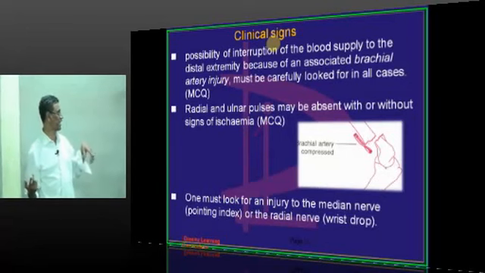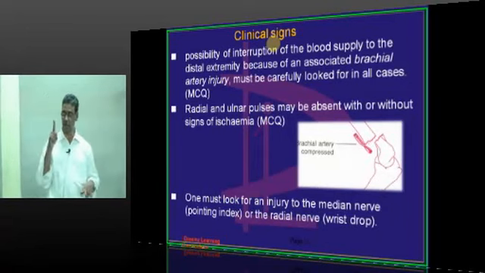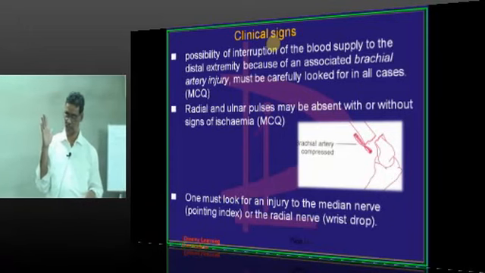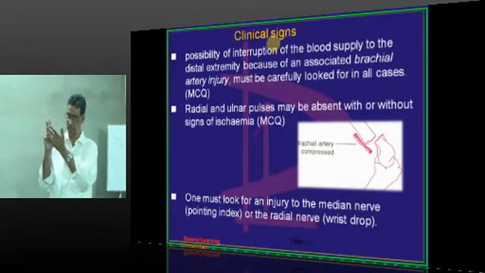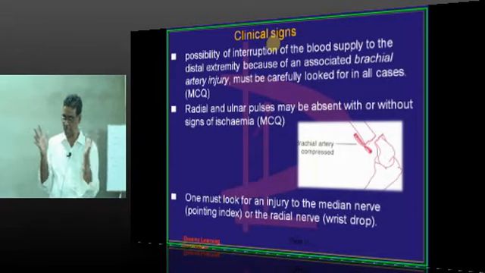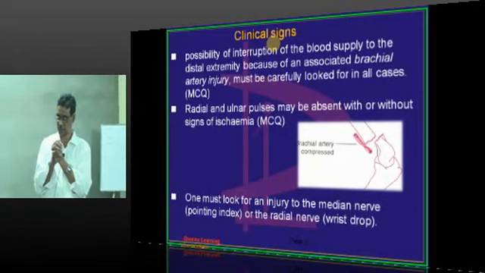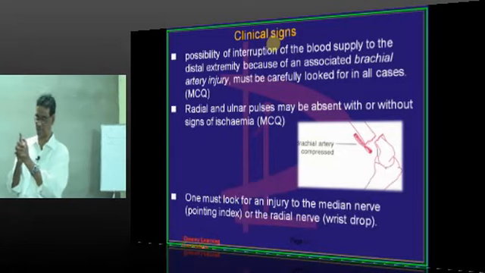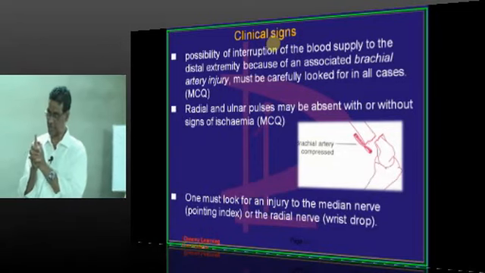One must look for an injury to the median nerve. Median nerve injury presents as a pointing index finger. Why pointing index finger? Because this part of the fingers, 1.5 fingers, can be flexed by the ulnar nerve, and this part is supplied by the median nerve. So when you want to make a clasp like this, this index finger will not flex, so it will point out like this.